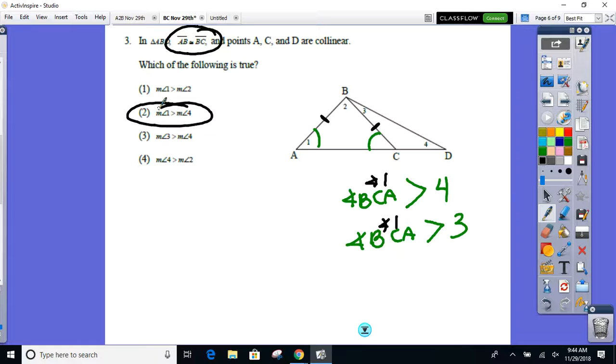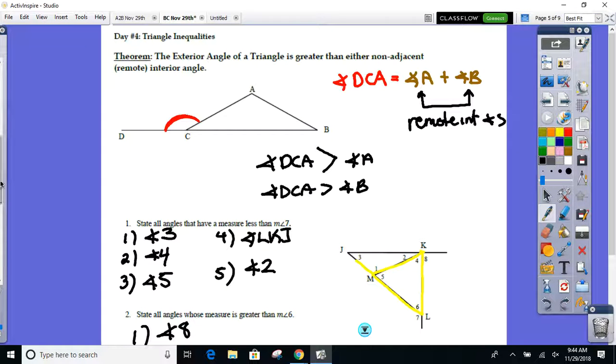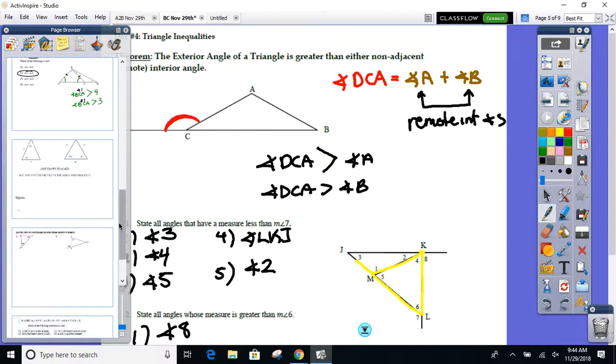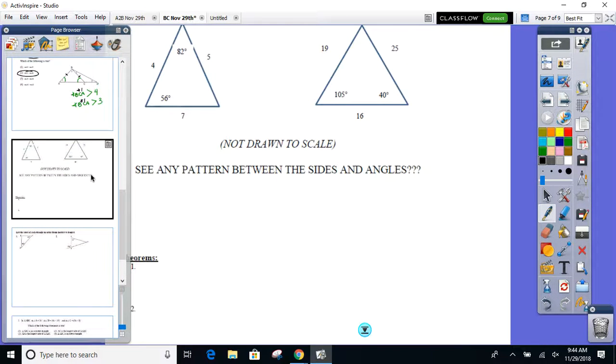A little tougher. Are we okay on this exterior angle fact? Because I'm going to go to a second and final fact for today. Exterior angle bigger than the 2 remote interiors. All right. Next fact you're going to find on your own.